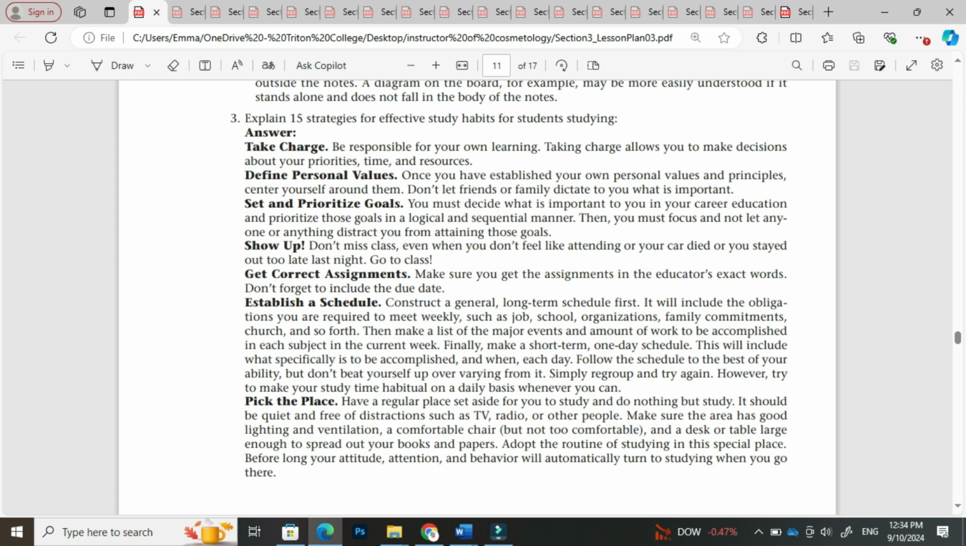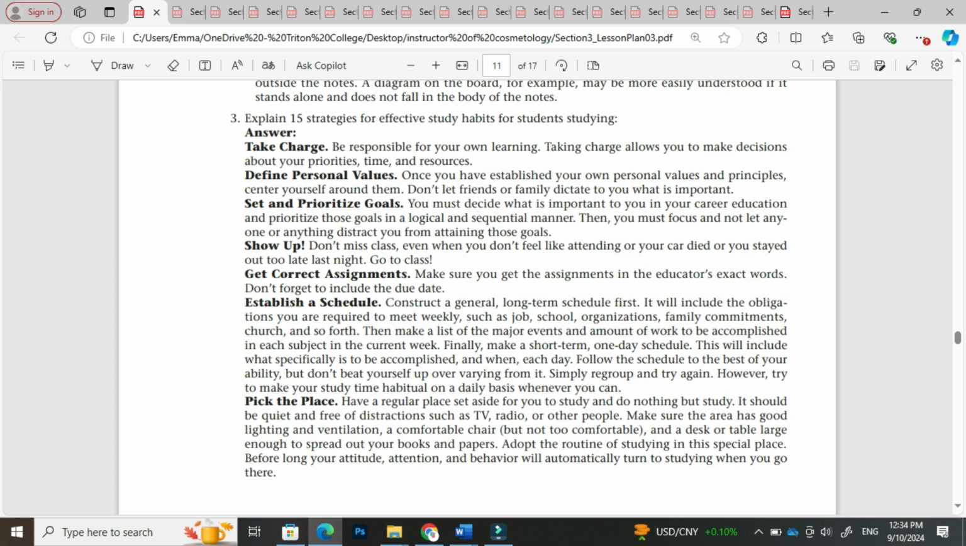Show up. Don't miss class, even when you don't feel like attending, or your car died, or you stayed out too late last night. Go to class. Get the correct assignments. Make sure you get the assignments in the educator's exact words. Don't forget to include due dates.